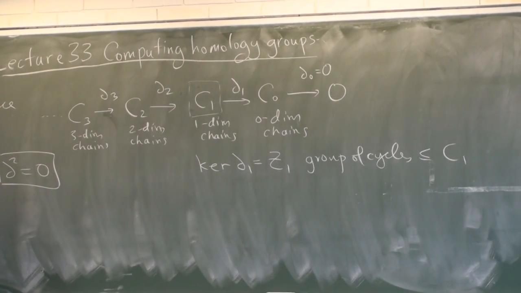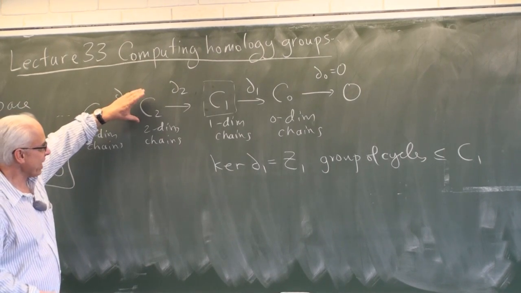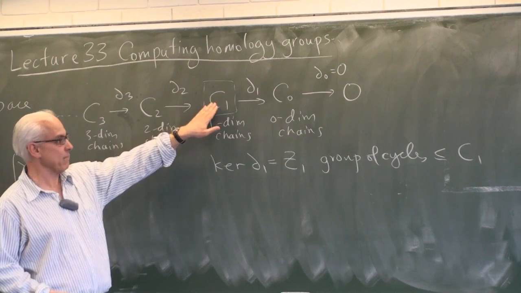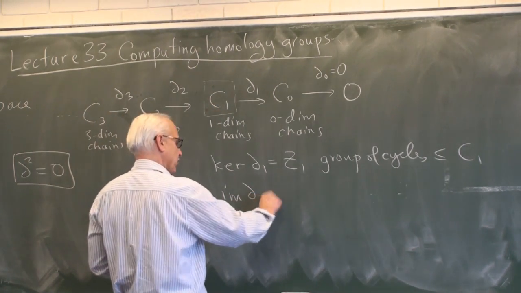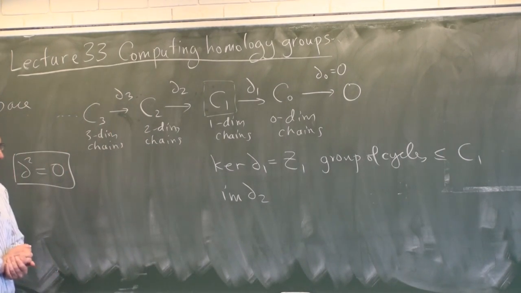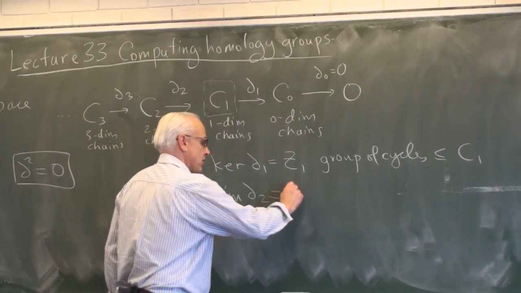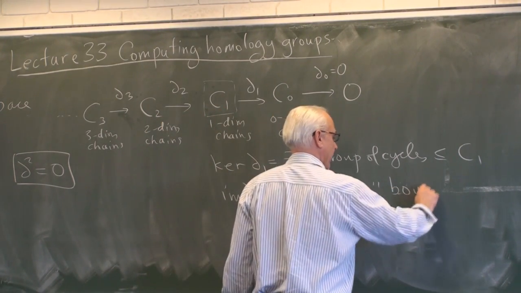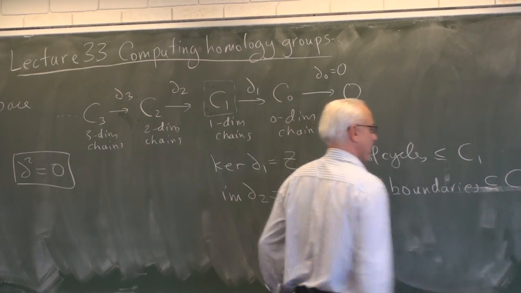And then another relevant group is what happens on this side. So if we look at all the two-dimensional chains and look at their images, that's also going to be a subgroup of C1. So the image of del 2 is also going to be sitting inside here. That's usually denoted B1. That's called the group of boundaries. That's also in one-dimensional chains.